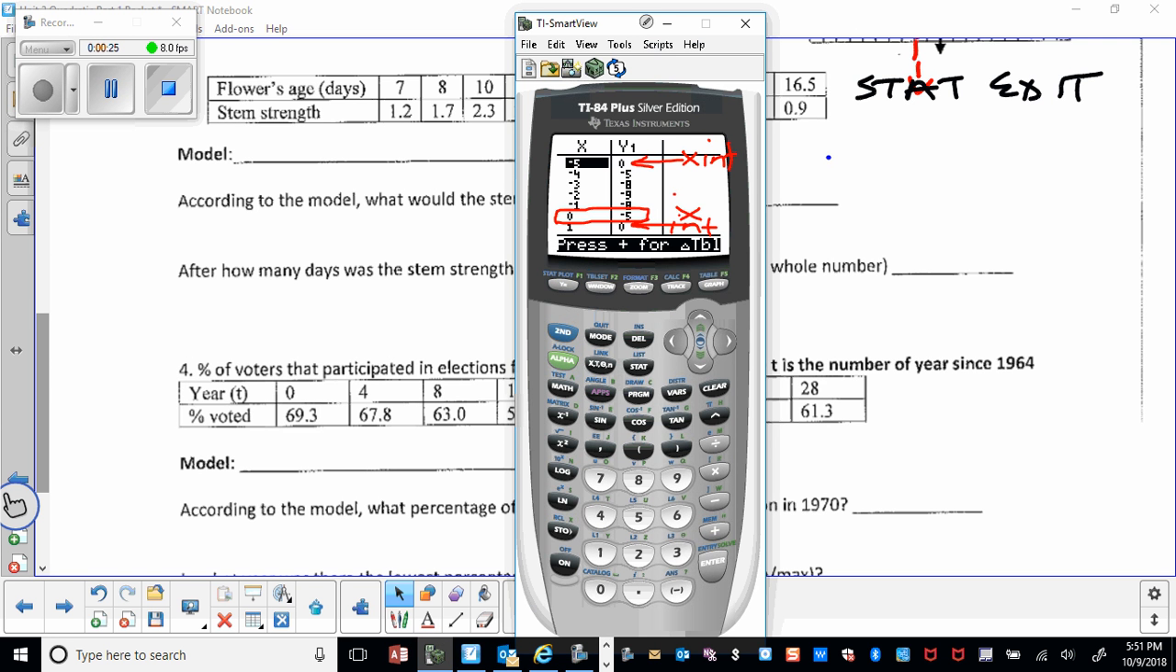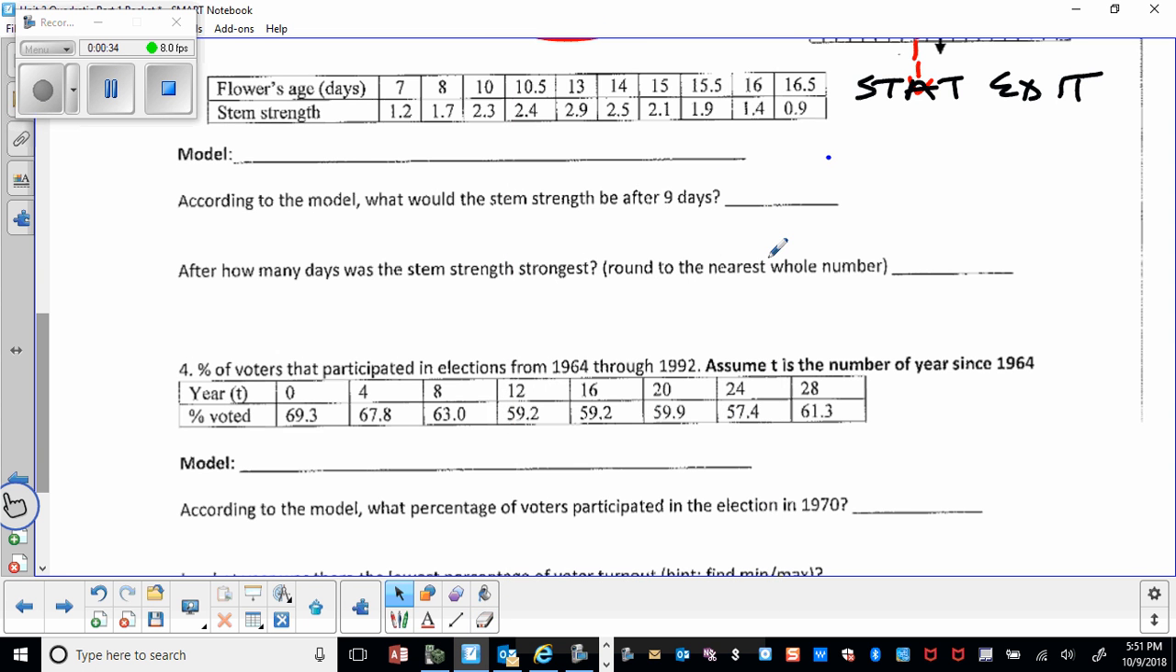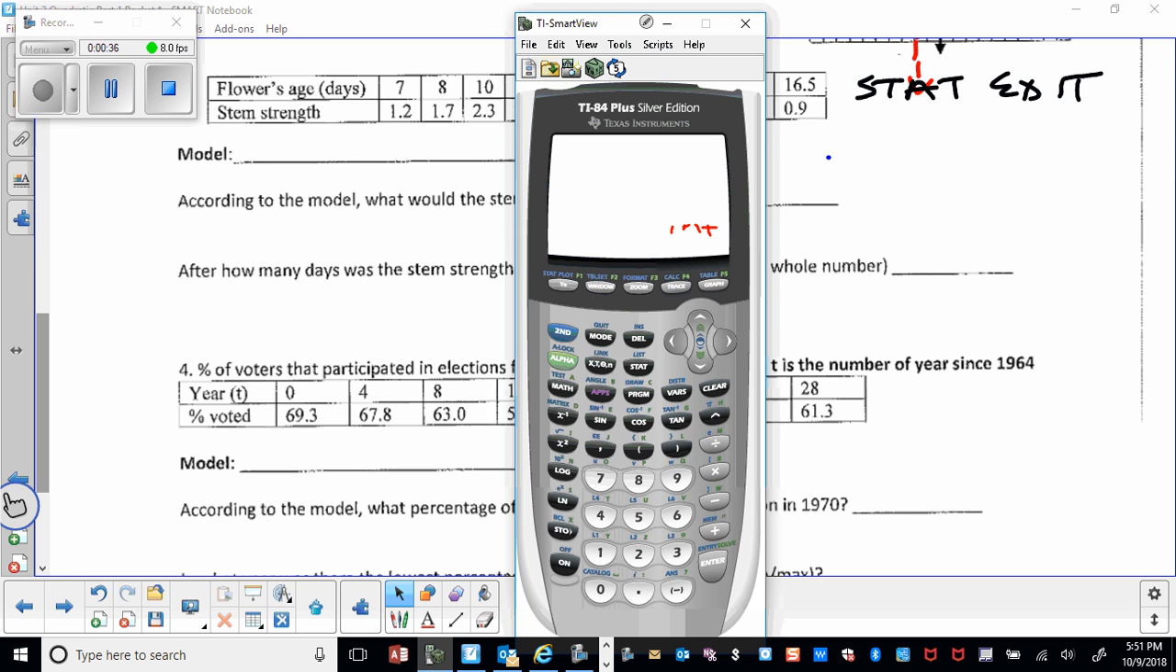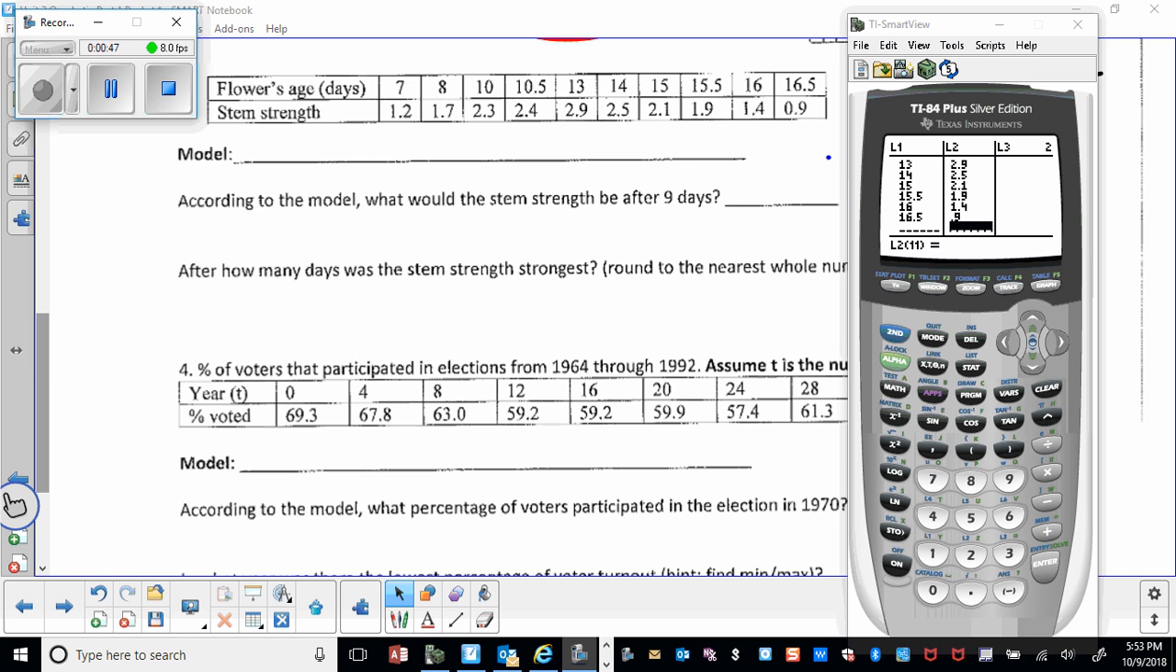So on your calculator, let's go ahead and quit out of there. Erase all this. All right, and so I'm going to hit the stat button right there, and then I'm going to go edit, and I'll just enter in the data. Okay, so you do stat, edit, and enter in all the data. Make sure your columns are the same, and then you're going to look to see what type of regression it is. Is it a linear or a quadratic?